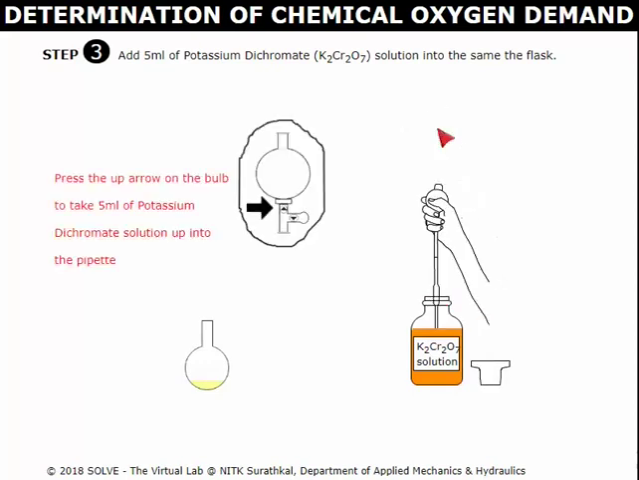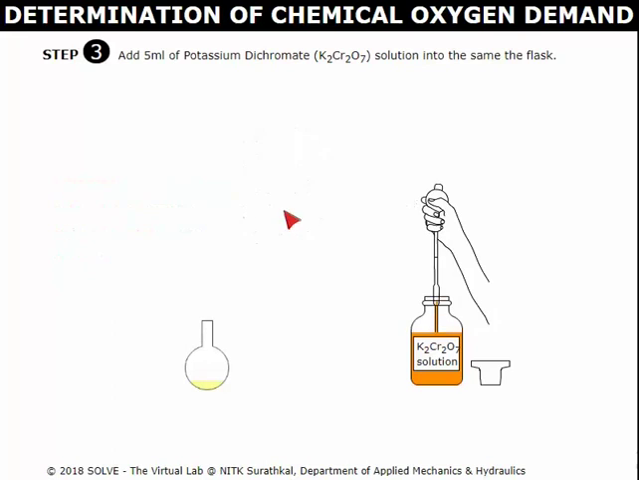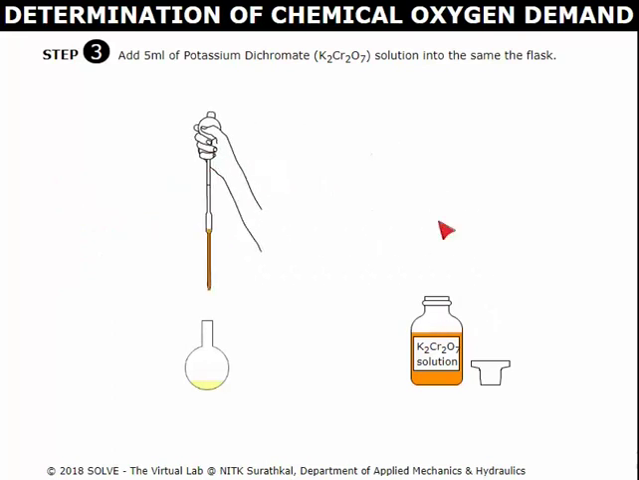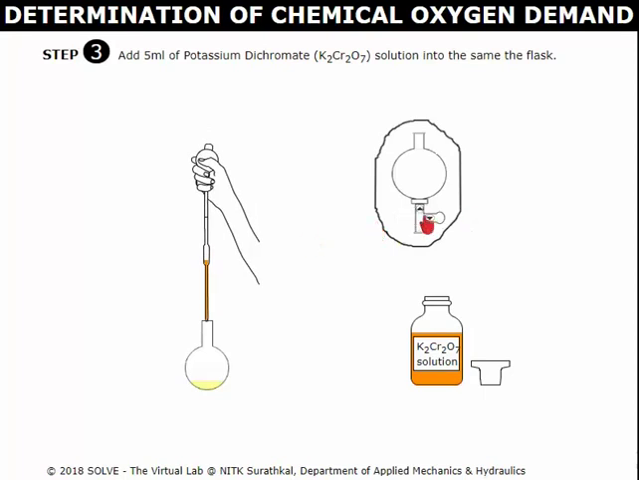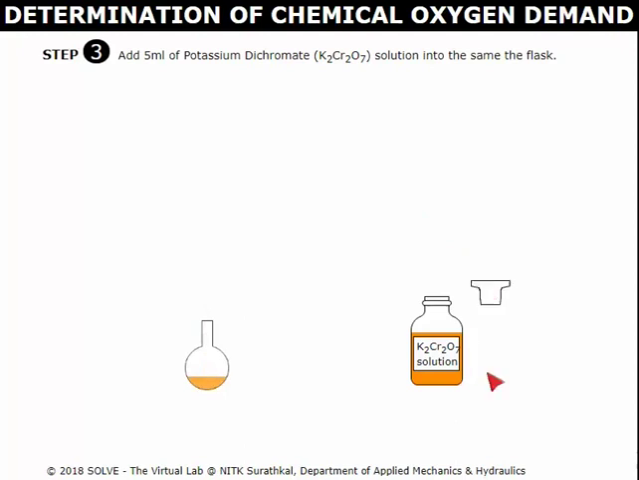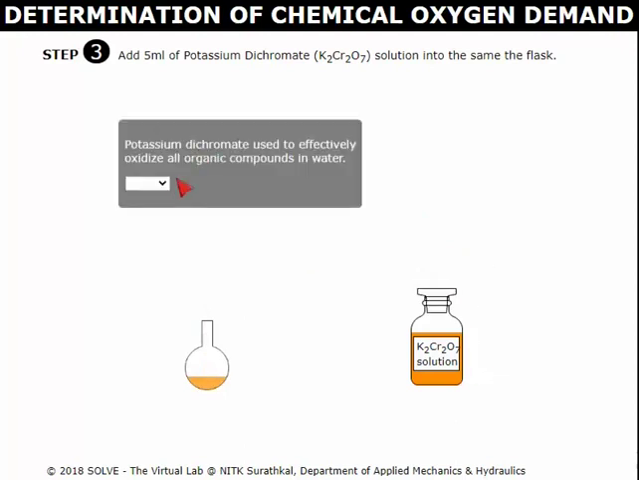Click here to open the lid of potassium dichromate solution. Click on the pipette to place it in the solution. Click here to pipette 5 ml of the solution. Click on the downward pointing arrow to release the solution into the same flask. Close the lid. Select the correct answer for this pop-up question to proceed to the next step.